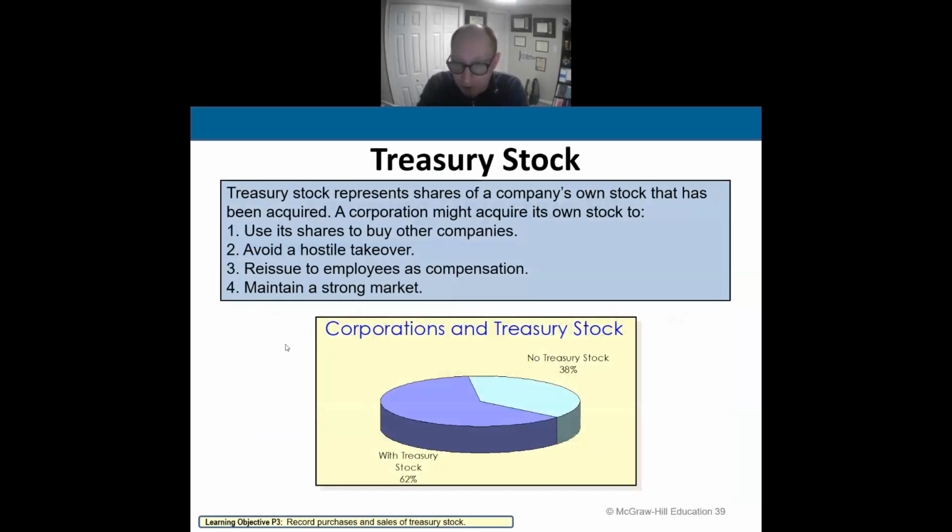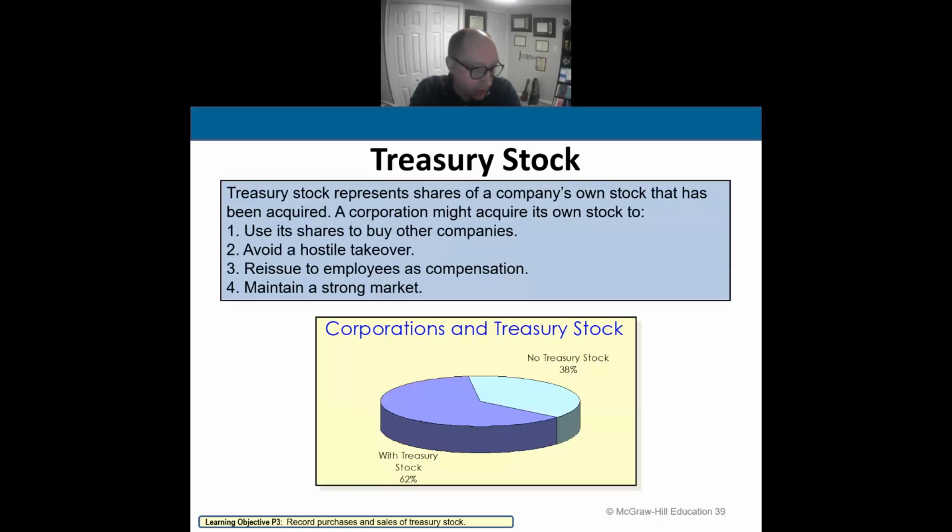Treasury stock. Okay, I do want you to know about this. This is important. Sometimes a company might repurchase their outstanding stock. That's called treasury stock. When that happens, companies like to influence the market price of their stock. The way they do that is through treasury stock.